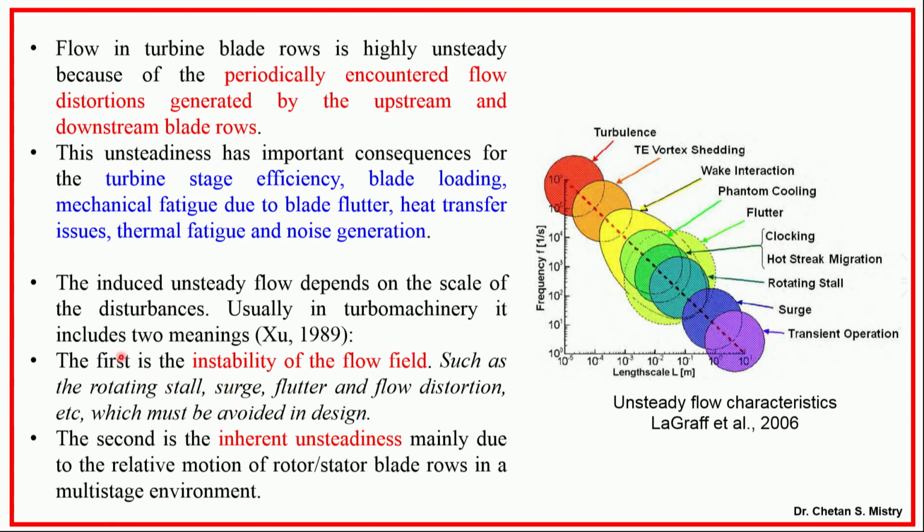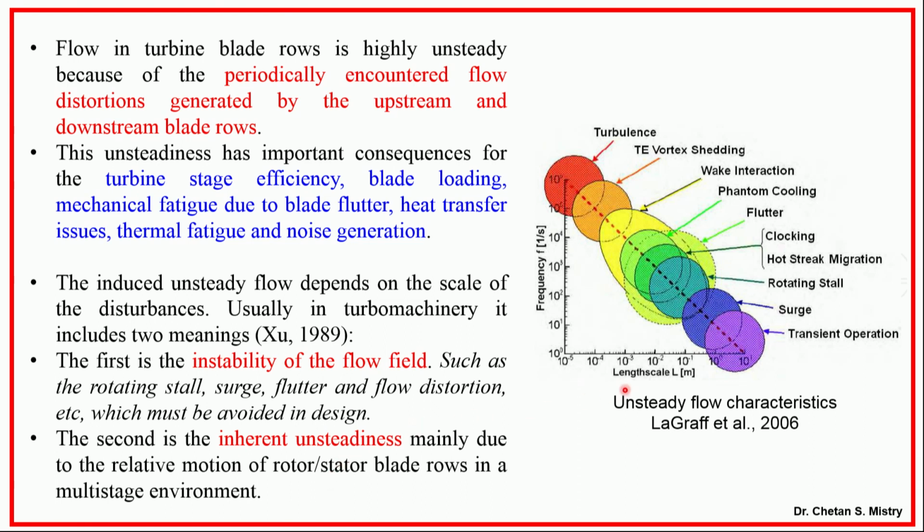What Zhu has done, he has defined unsteadiness in two ways. He says the instability in the flow field, because of rotating stall, surge, flutter, flow distortion, etc., we can avoid when doing the design. We can take care of that. The second category of unsteadiness is inherent unsteadiness, which is because of relative motion between rotor and stator in the case of a multi-stage configuration.